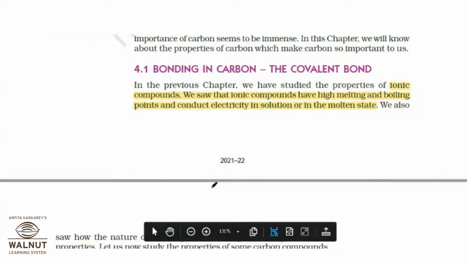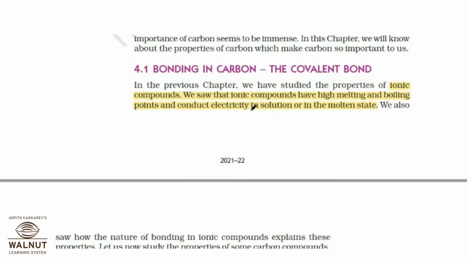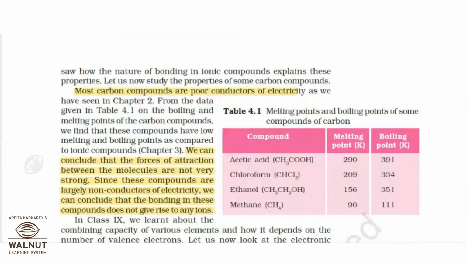Or ionic compounds. Now ionic compounds, as you can see in the highlighted text, have high melting and boiling points. Why so? Because they are composed of 2 different charges. There is an electrostatic force of attraction existing between the 2 elements. Na is positive, Cl is negative, so positive and negative attract each other. You require a lot of heat to break that electrostatic interaction, and that is why the boiling and melting points are very, very high.